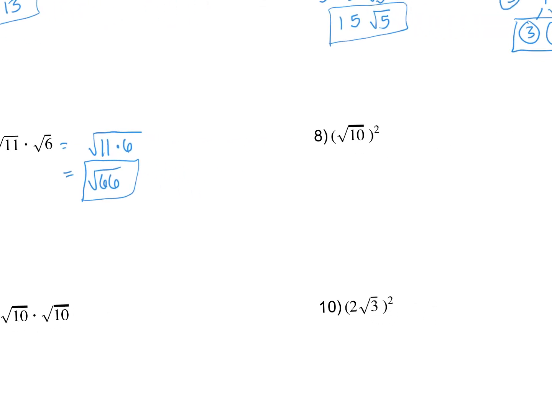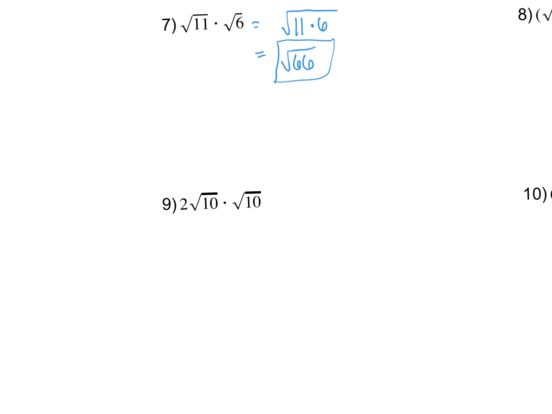Number 8, the square root of 10 squared. That's the same thing as saying the square root of 10 times the square root of 10, which is just 10 times 10, which is 100. And the square root of 100 is just 10 if you punch it into the calculator.